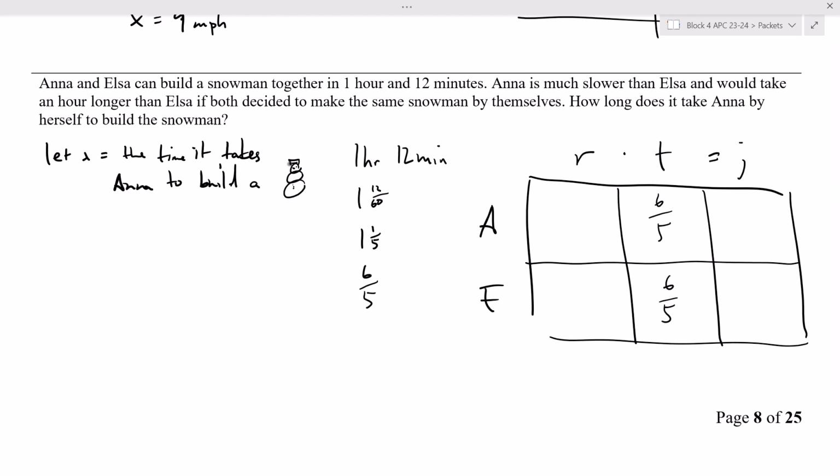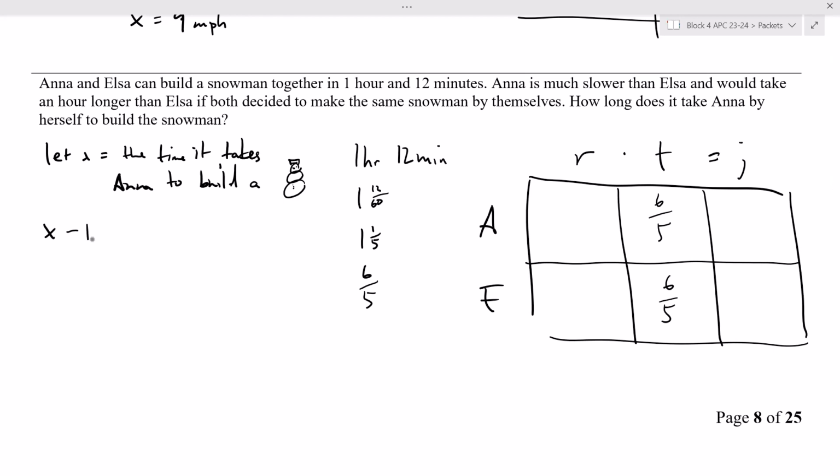Okay, so if x is the rate it takes for Anna to build a snowman, what is the rate? Oh, sorry, the time it takes for Elsa. Anna's time is x. Elsa is x minus 1, isn't it? She's faster. It takes her less time. Well, I would start with Elsa, but it's asking how long does it take Anna by herself. So I want that to be the variable. I made that mistake in log 3.